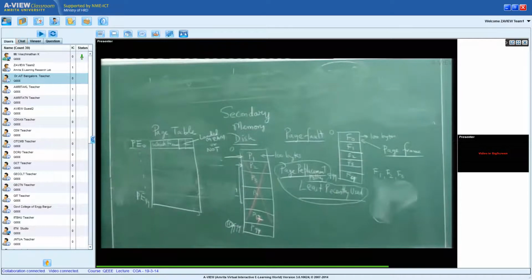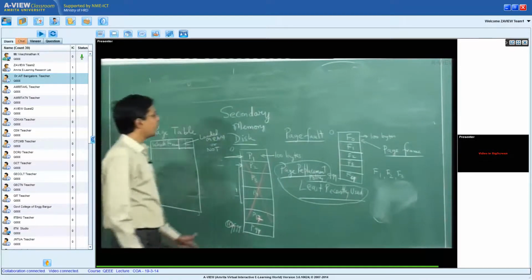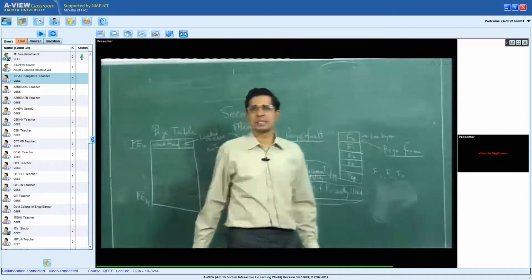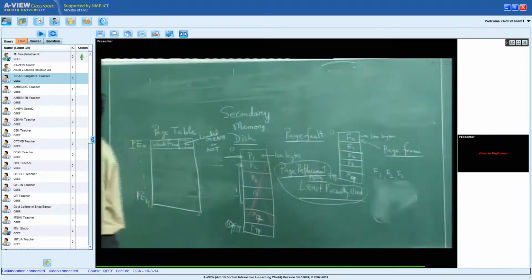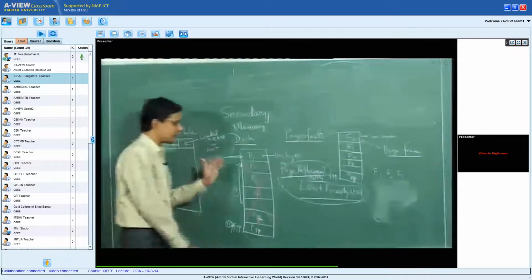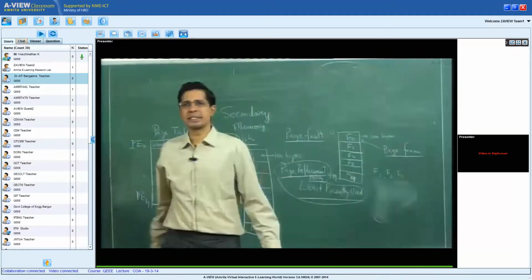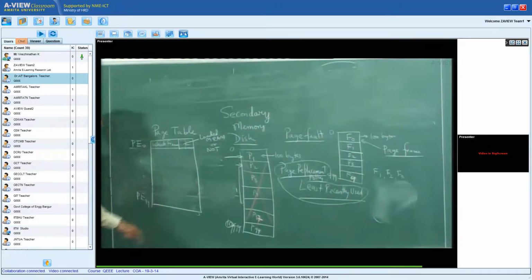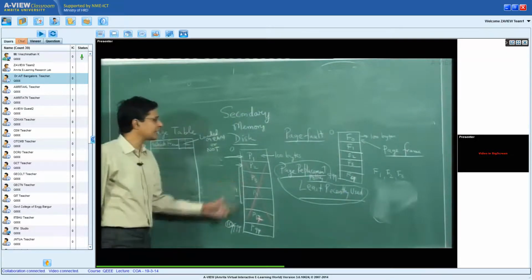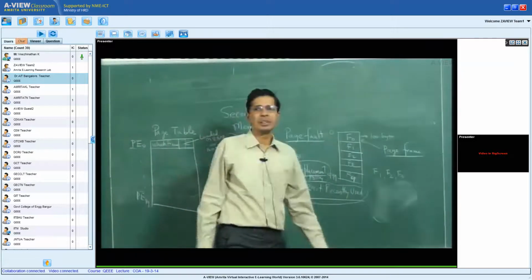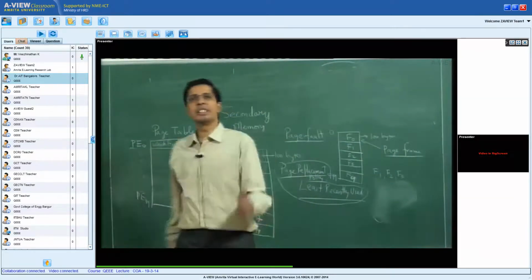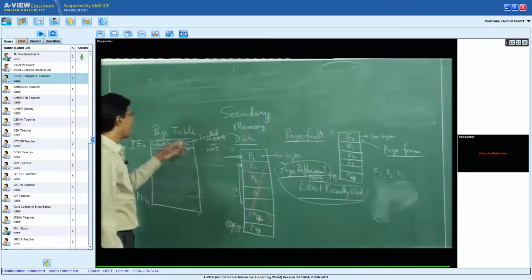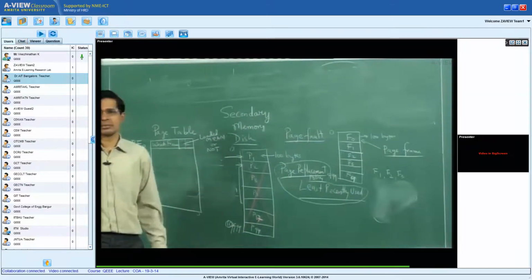In our context, I have 100 pages in my secondary memory, and the user actually sees 100 pages. For each page, there is an entry in my page table, and that entry tells me whether the page is already loaded into a frame. If it is loaded, the frame is given here. If it is not loaded, then we know that.